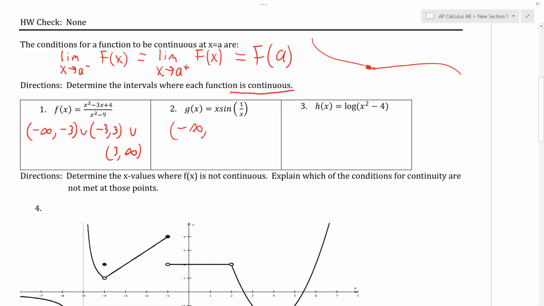So it is continuous from negative infinity to 0 and from 0 to infinity. Sound good?